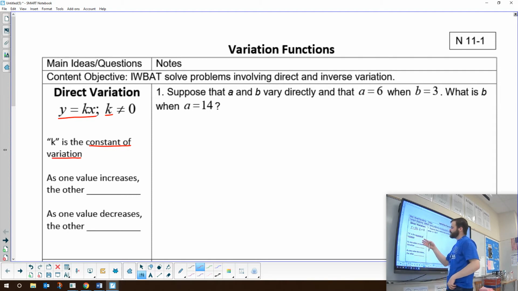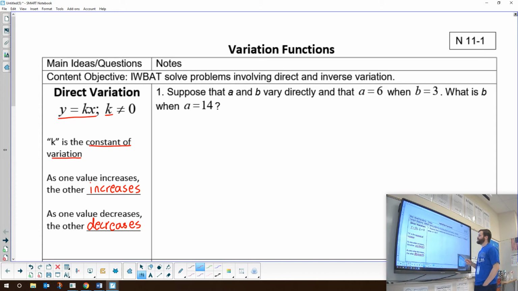In other words, as one value increases, the other increases as well. For direct variations, one goes up, the other goes up. And as the value decreases, the other decreases. Okay? So, for instance, take a look here at number 1. It says, suppose that A and B vary directly. So that means that I can write an equation that has A equals K times B. They vary directly, just multiplied across, and K is the relationship between those.